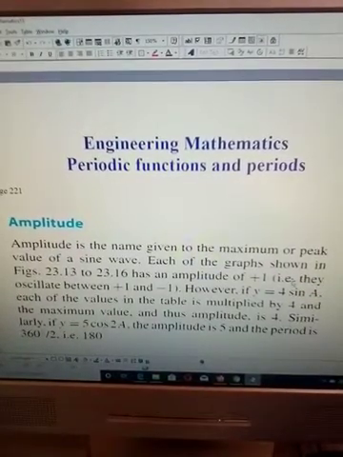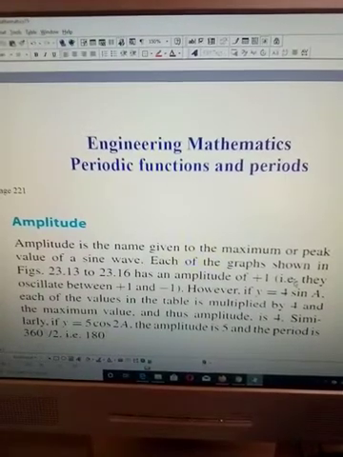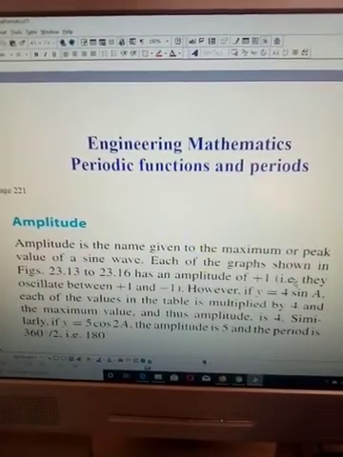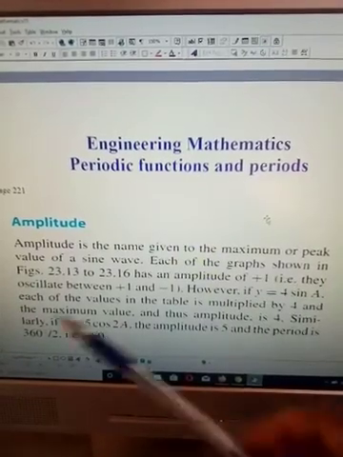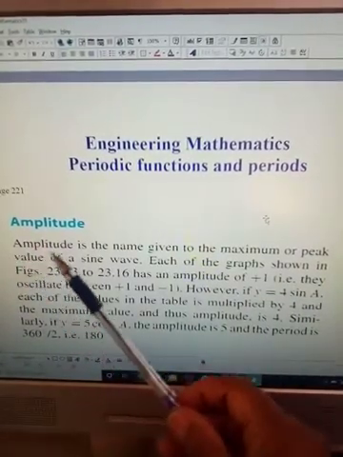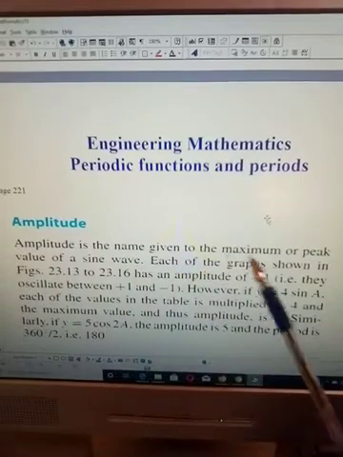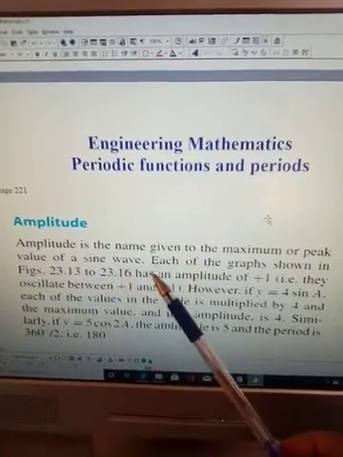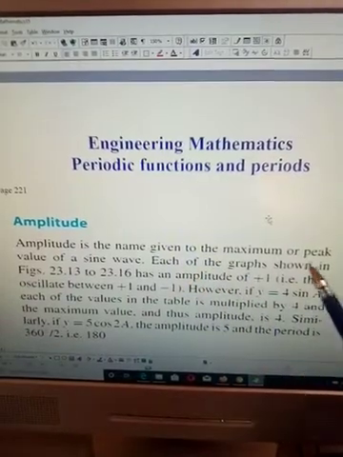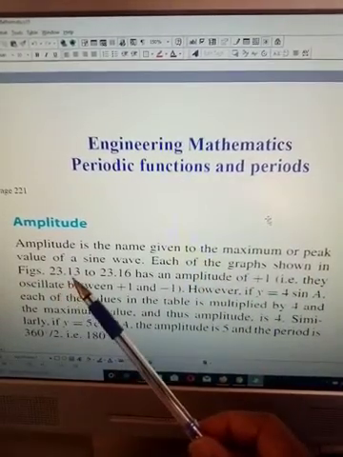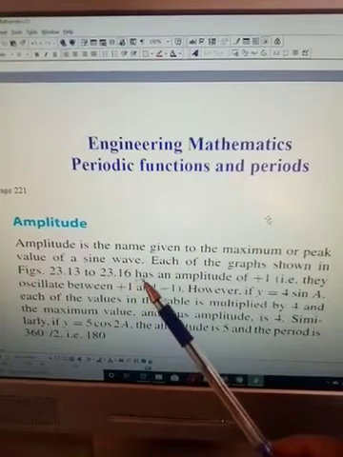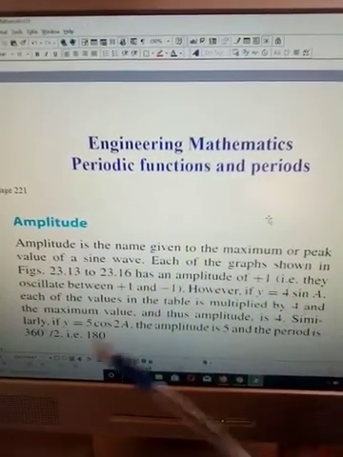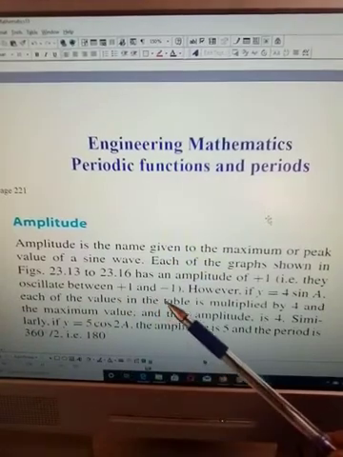Okay, welcome back. What I want to look at today is engineering mathematics, periodic functions and periods. Now, amplitude. Amplitude is the name given to the maximum or peak value of a sine wave. Each of the graphs shown in figures 23.13 to 23.16 has an amplitude of +1, i.e. they oscillate between +1 and -1.